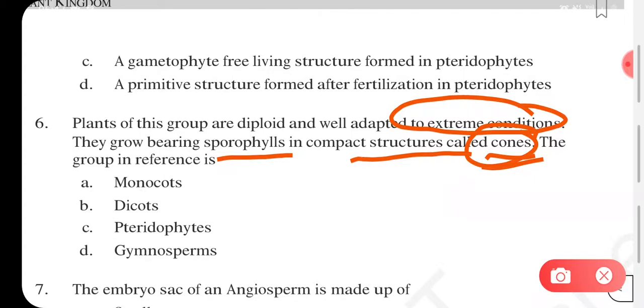Pteridophytes will require damp, cool and shady places. If you see pteridophytes like ferns, they need damp, cool, shady places to grow. Water is also very essential for them to complete the fertilization.